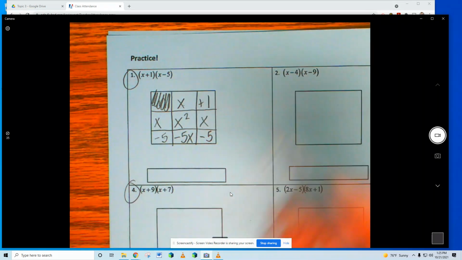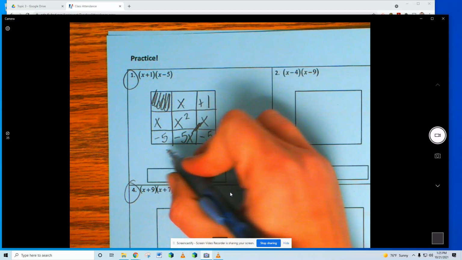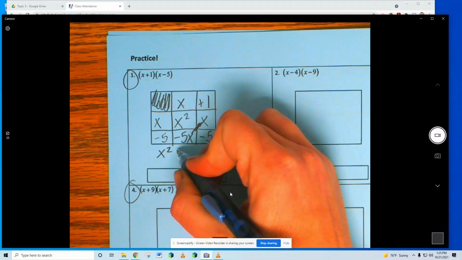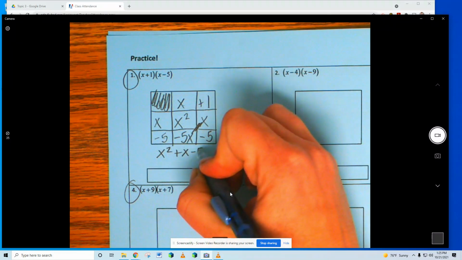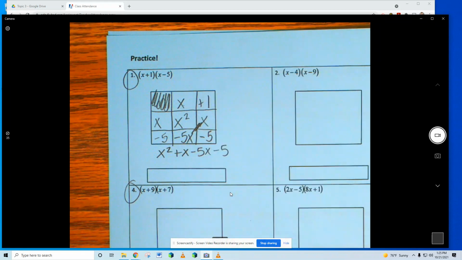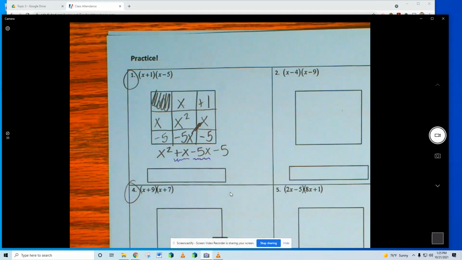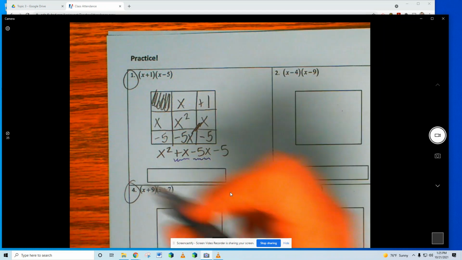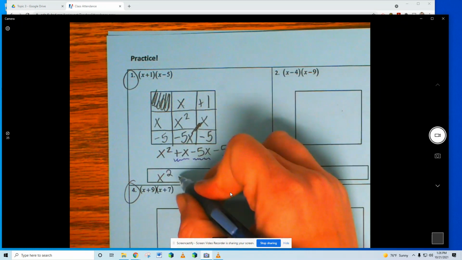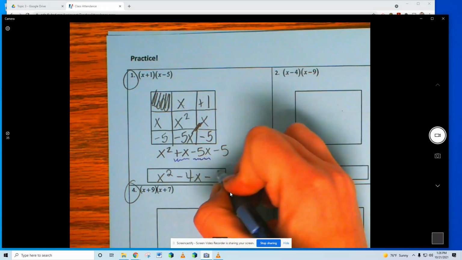So, the 2 like terms are going to be the x to the first powers, plus x minus 5x. X squared minus 4x minus 5.